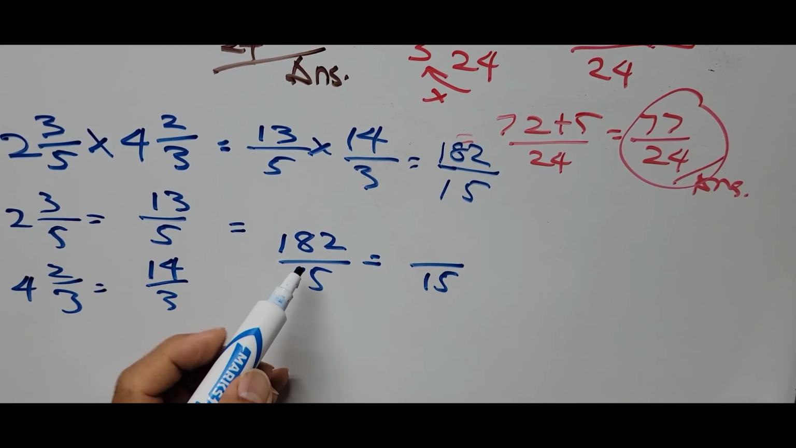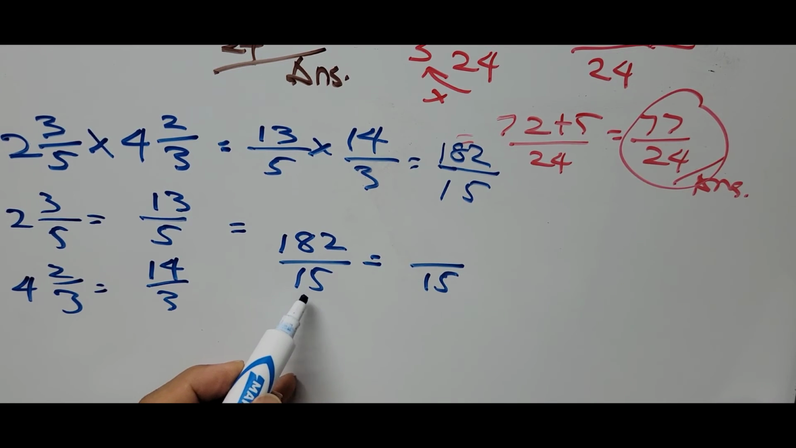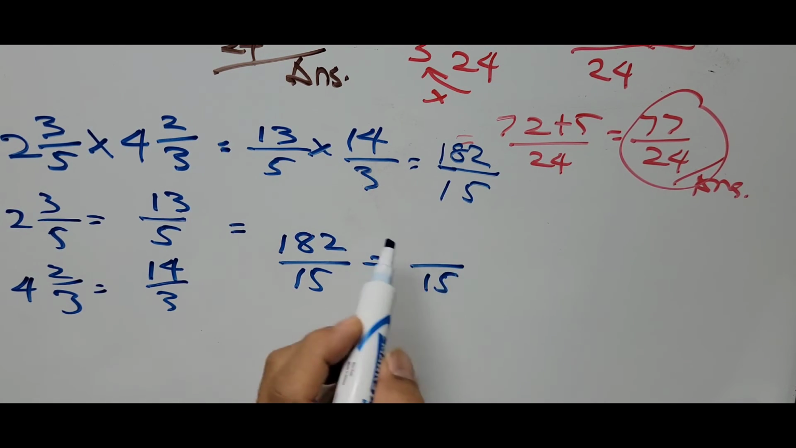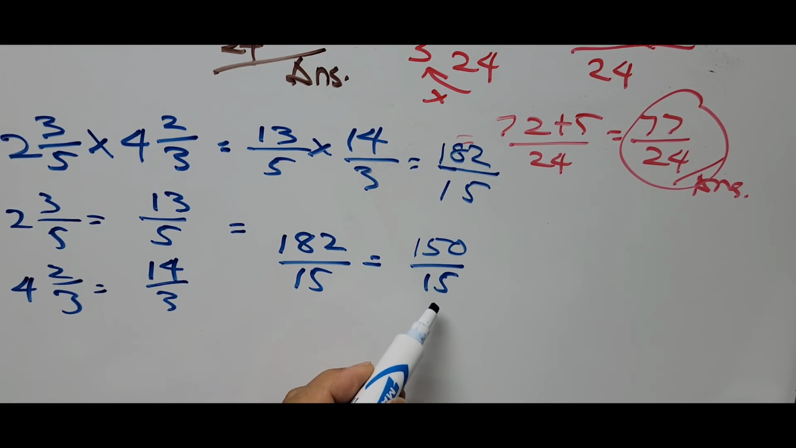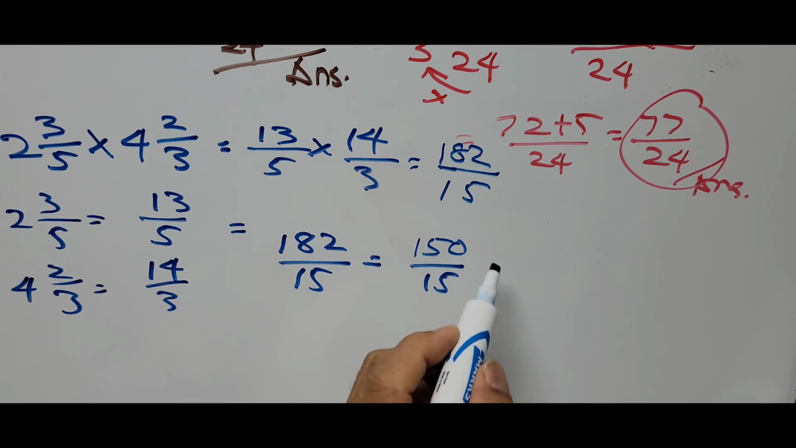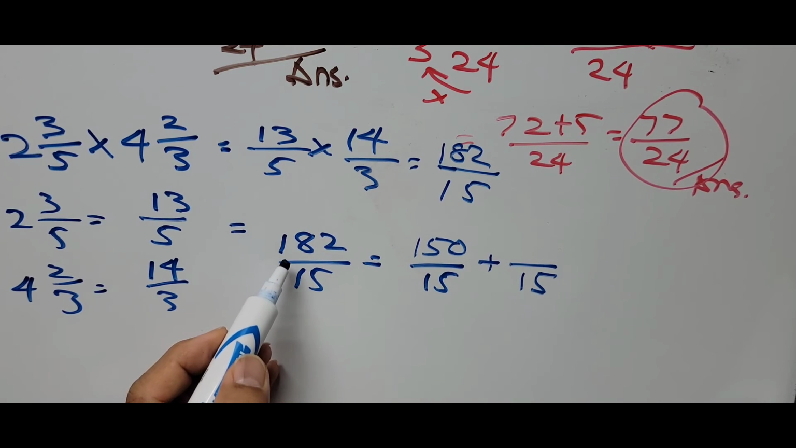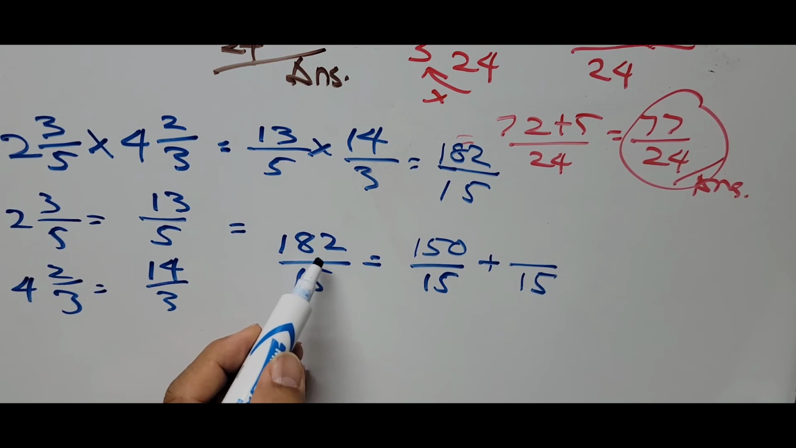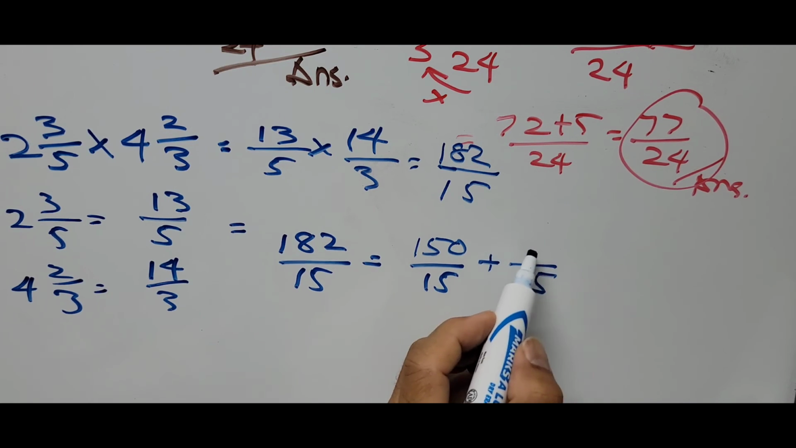Out of 182, how many 15s you can get from there? So let's start with bigger numbers. Let's say 150. 150 is exactly divisible by 15. That's 10. 10 times 15, that's 150. So, okay, so let's get another smaller part of that 182. We take away 150 out of 182. Remains is 32. How many 15s you can get out of 32? So 2 15s. So 2 15s, that's equivalent to 30.